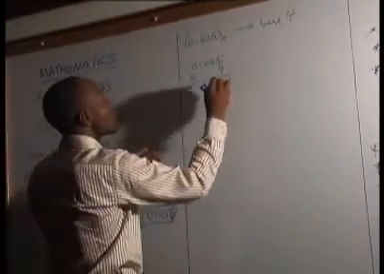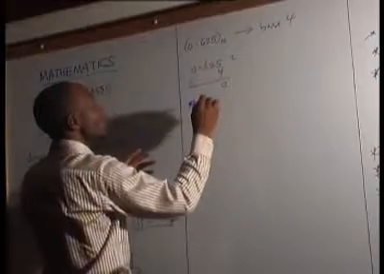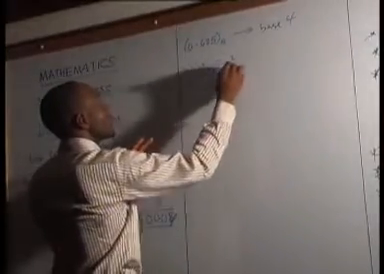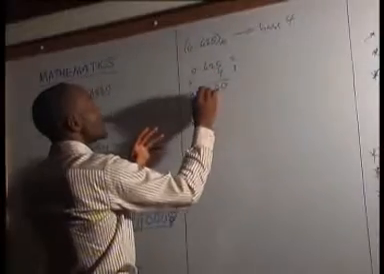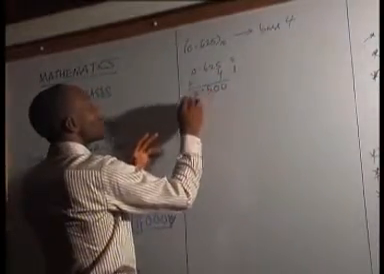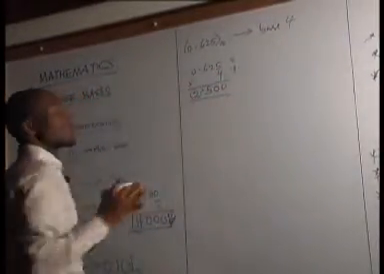4 times that is what? 20. 4 times 2? 8. Plus 2? 10. Remainder 1. 4 times 6? 24. Plus 1? 25. So, you keep these 2.